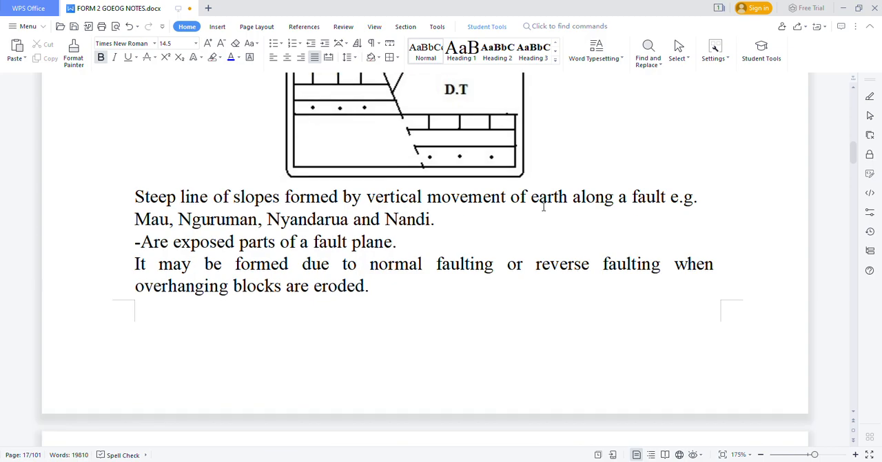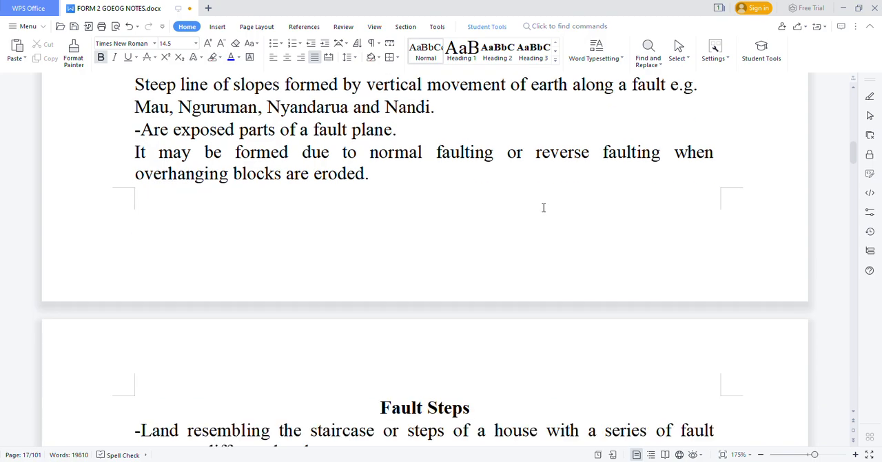Escarpments are exposed parts of a fault plane. It may be formed due to normal faulting, reverse faulting, when overhanging blocks are eroded.